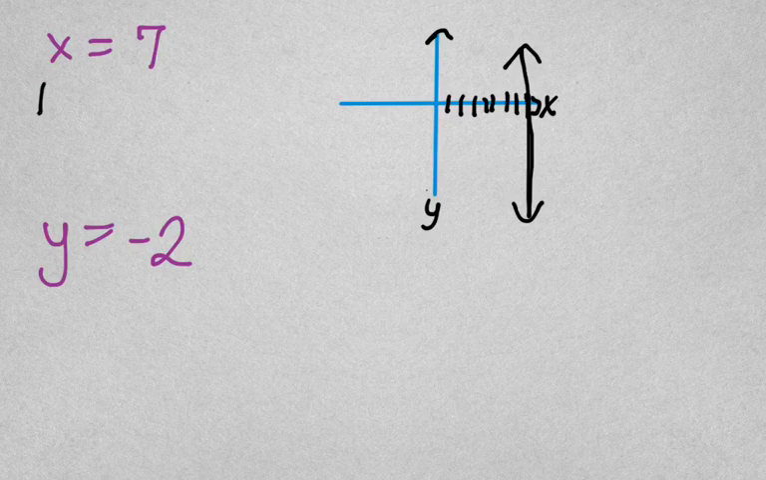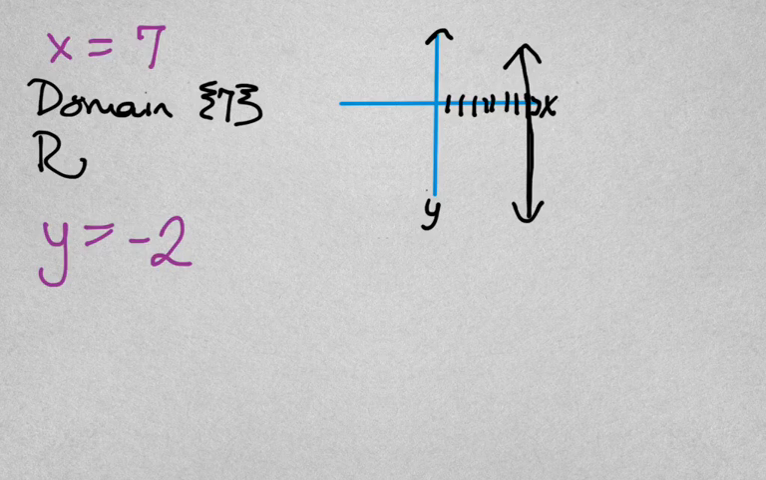This one's domain is just the set of 7. The range on the y's, I'm going to end up covering all the y's. So that's going to be negative infinity to positive infinity.